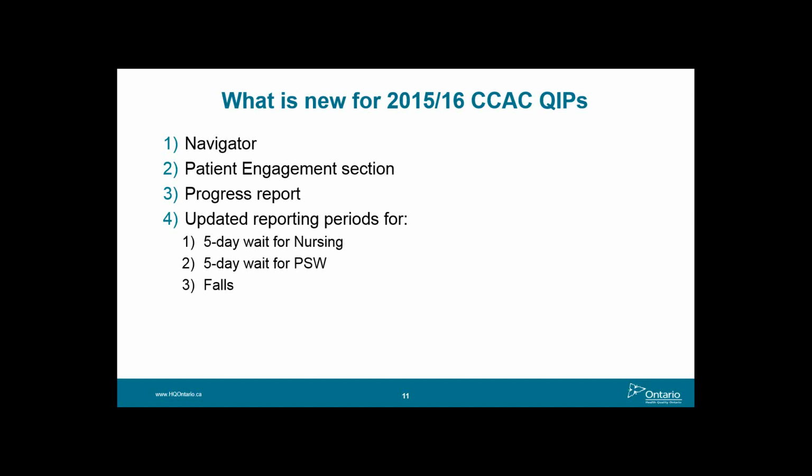And finally, there's a couple updated reporting periods, and the details will be in the guidance document that's going to be released shortly. But there's updated reporting periods for the 2 5-day wait indicators, as well as for the falls indicator. And we have worked with the OACCAC as well as some of your colleagues to look at the availability of that data to update those reporting periods so that they're reasonable. So just rest assured they are a reasonable reporting period.